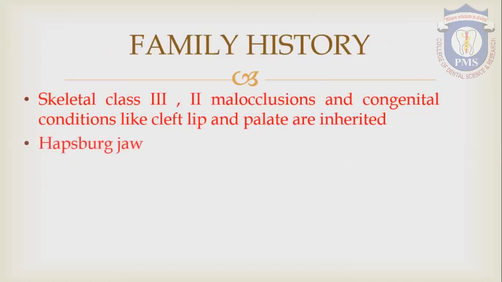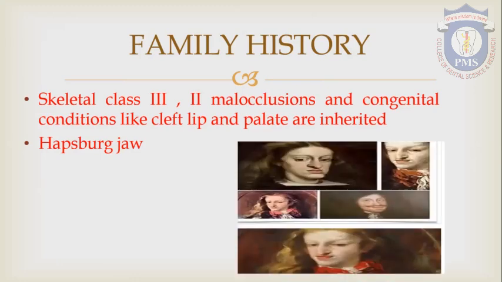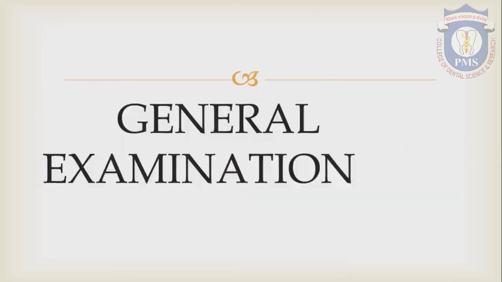Now, coming to family history, we have to ask if skeletal conditions like class 3, class 2 malocclusions and congenital conditions like cleft lip, palate are inherited. Now, Habsburg jaw, we all know about the Habsburg jaw. That is the European royal family, all having skeletal class 3 manifestation. So we know the studies regarding that, the twin studies, yes, we've read about it, and we'll talk about it in detail when it comes up. Next, let's go to general examination.